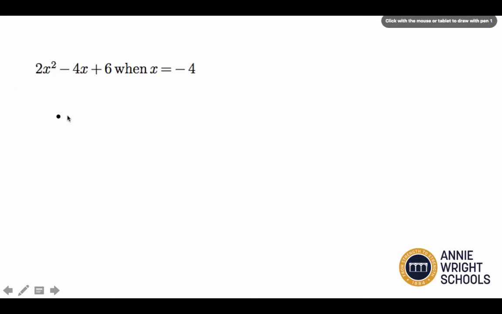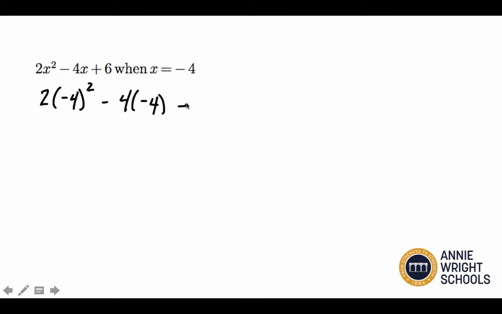So one of the things we do with polynomials is we will substitute a value of x into this polynomial. So here, we get something like 2x squared minus 4x plus 6, evaluate the expression when x equals negative 4. What we'll do is we'll say, all right, I'm just going to replace x with negative 4 in parentheses. And I can't stress enough the value of putting in parentheses.